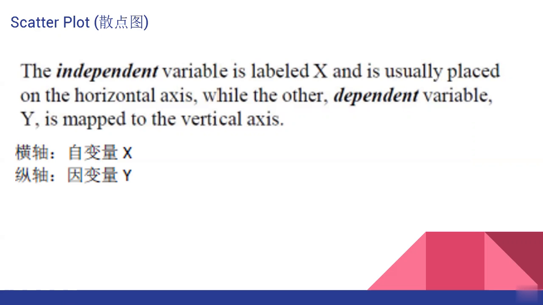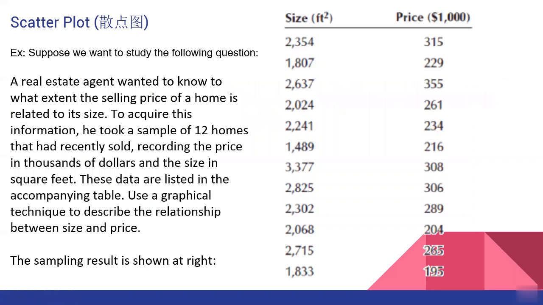Scatter plot can illustrate the relationship between two variables. The independent variable is labeled x and is usually placed on the horizontal axis, while the other, dependent variable y is mapped to the vertical axis. I'll use an example to illustrate how we can draw the scatter plot.